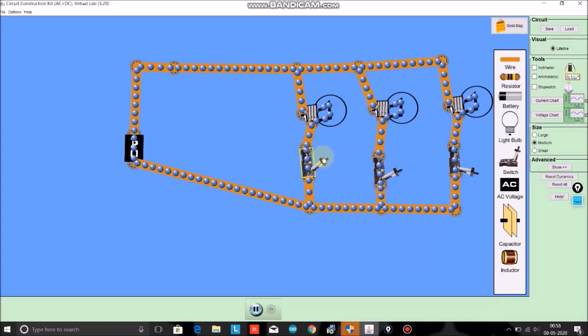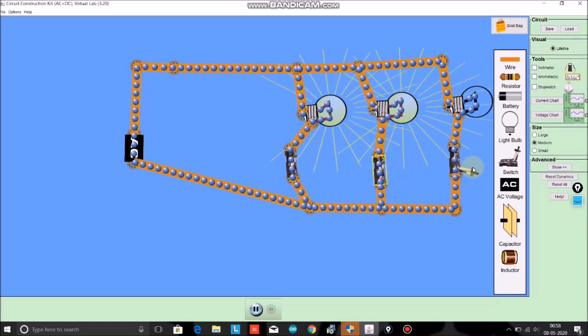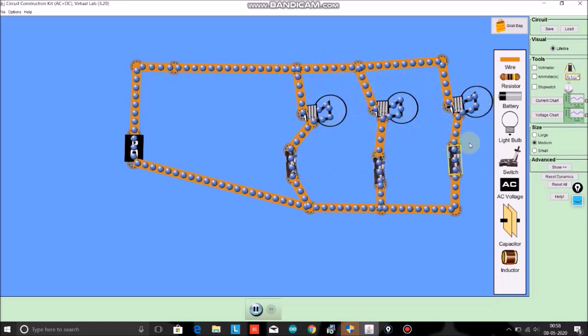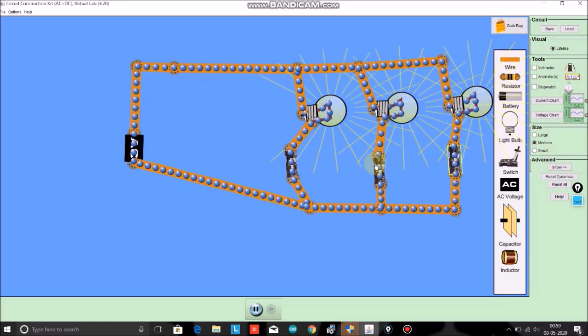If I want all the bulbs to glow, let me put this switch on. It's glowing. Let me put this switch also on. This is also glowing. Let me put this switch on. Now this is also glowing. All the three bulbs are glowing and they are independent, right?